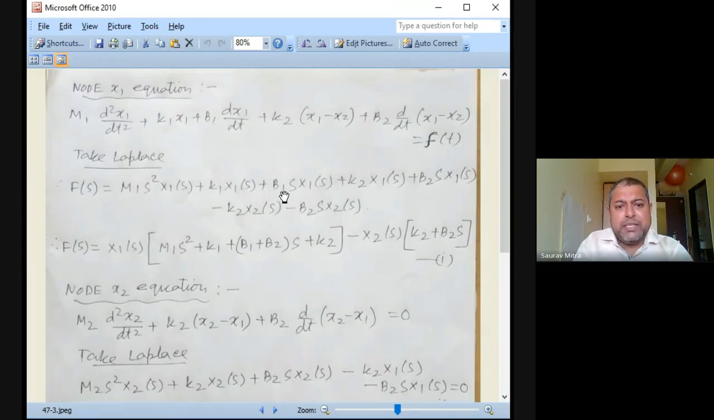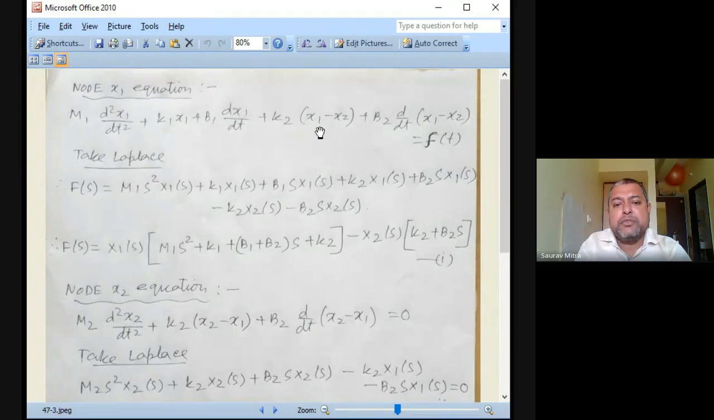So this is K1 X1(s) plus B1 s X1(s), because here this is a single derivative and there it is a double derivative, that's why s square has come. Here this is a single derivative, that's why s is coming. So whenever there is differentiation, it should be multiplied by s, with initial conditions 0. Whenever it is integration, it should be divided by s.